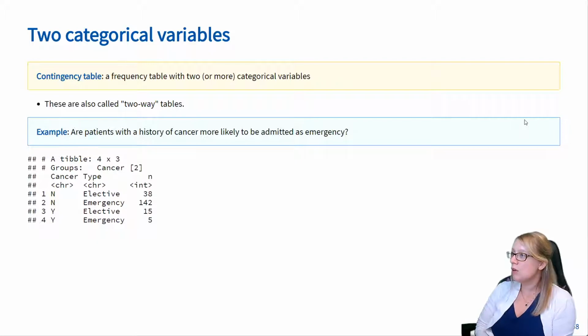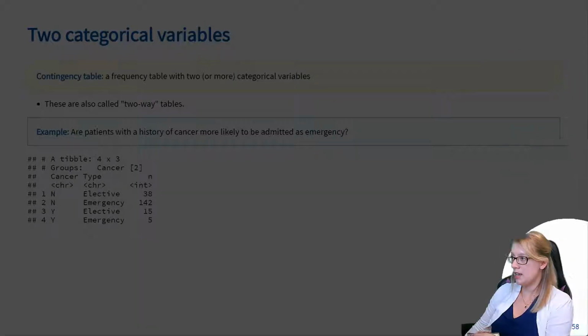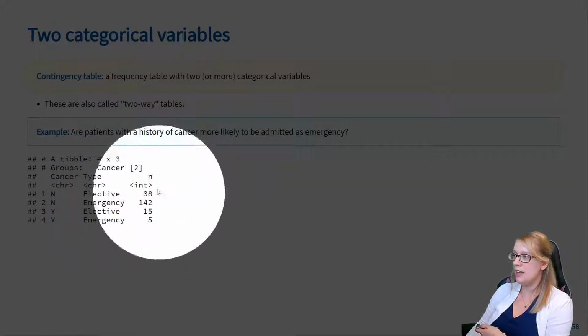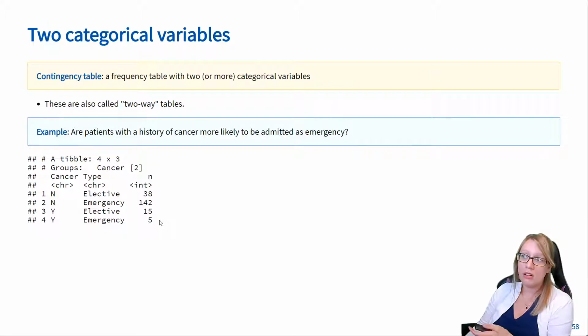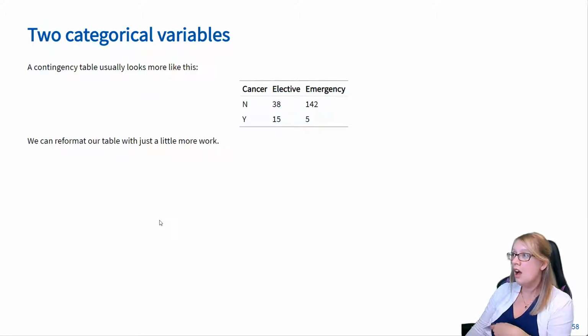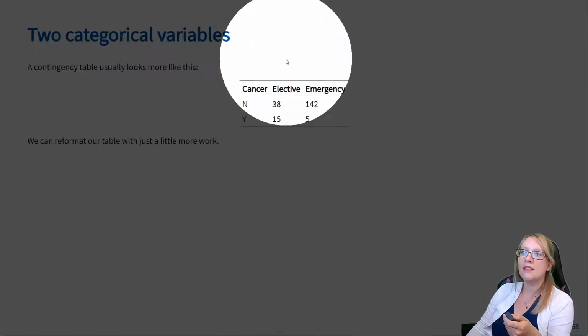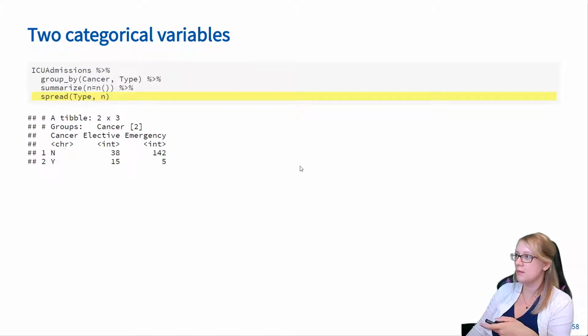So let's say we want to know whether or not patients with a history of cancer are more likely to be admitted as emergency patients. Well, we could take a look at the cancer history, yes or no, and type of admission, and then we can see how many fall into each of these. Our contingency table usually looks like this. So this is probably the form that you're used to seeing with these tables. We have cancer status, no, yes, and elective, emergency.